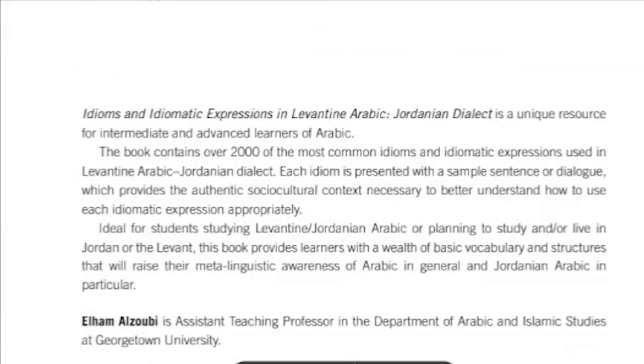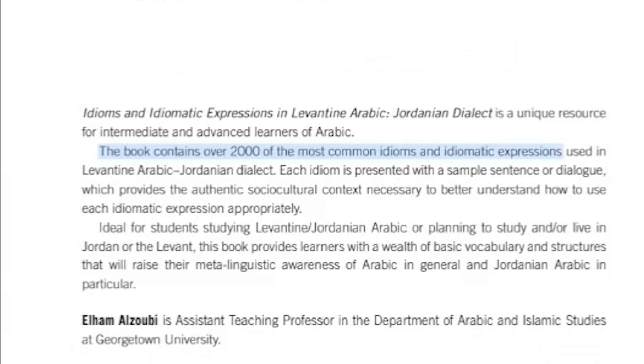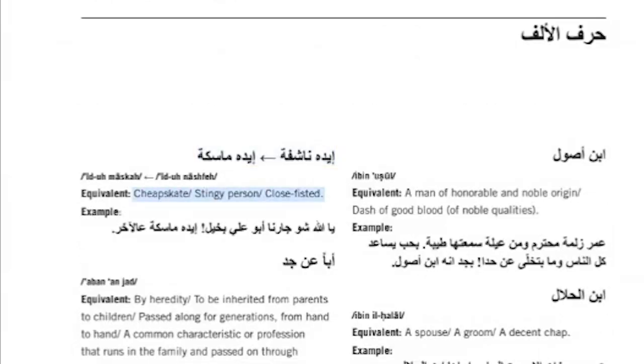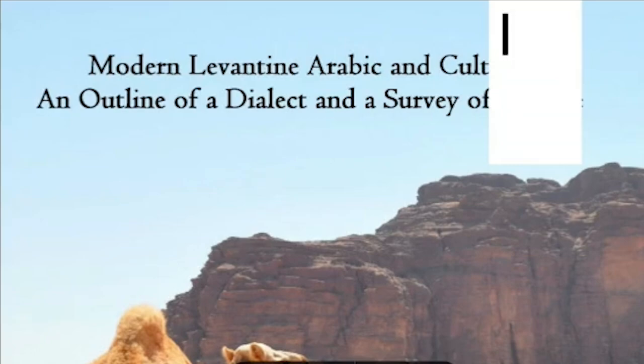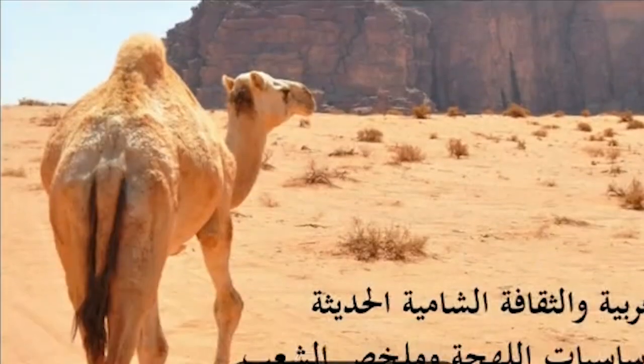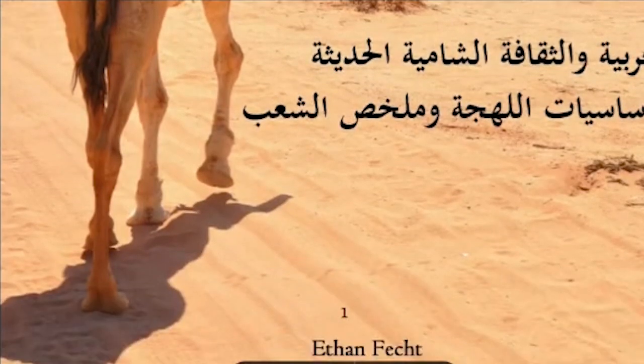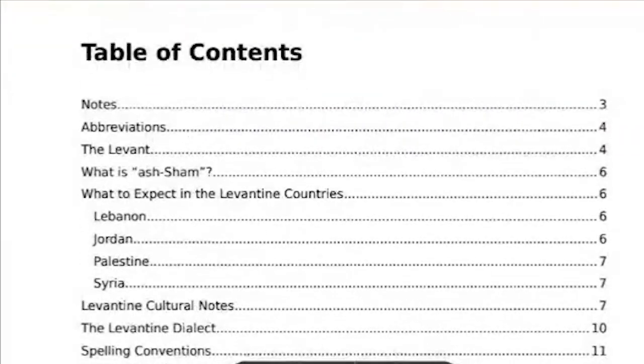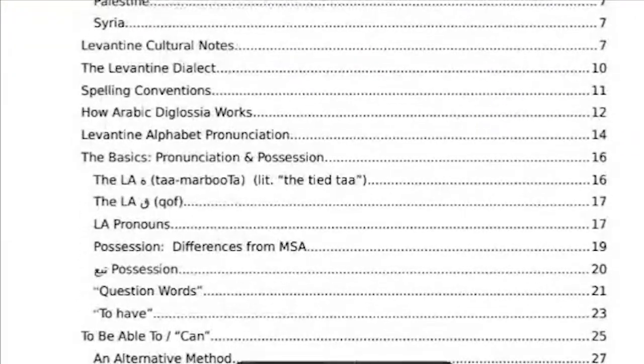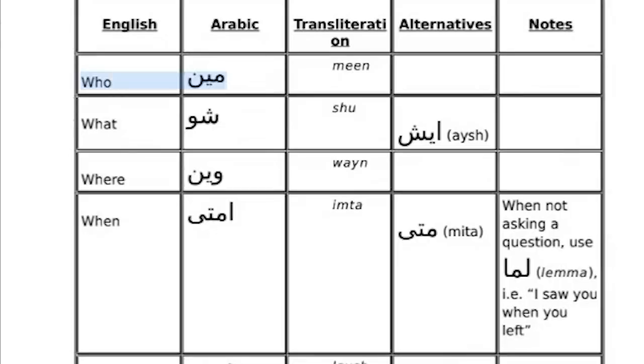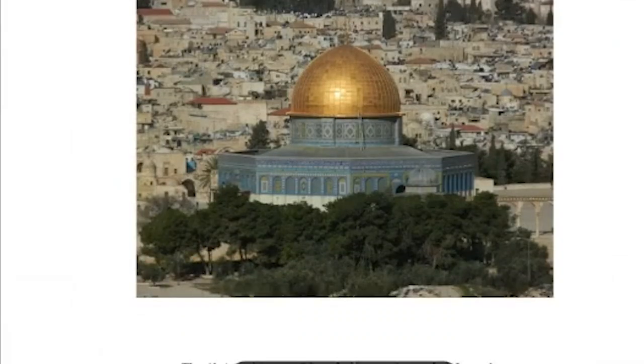Idioms and idiomatic expressions in Levantine Arabic, in the Jordanian dialect. You also can have access to Modern Levantine Arabic and Culture, an outline of a dialect by Ethan Fecht, which is aimed towards more A1 to A2 learners. I really like this book because there's both transliteration in Latin script as well as the Arabic, plus some interesting cultural points and a lot of images.